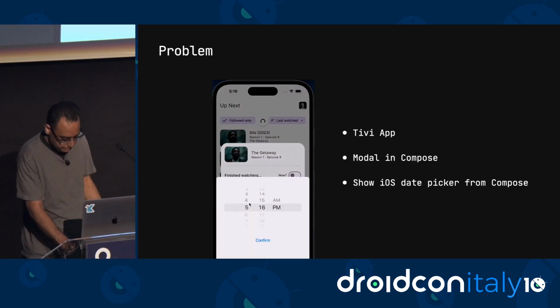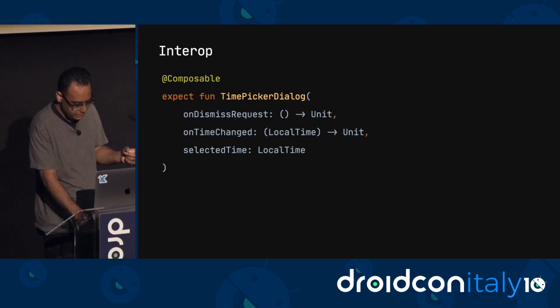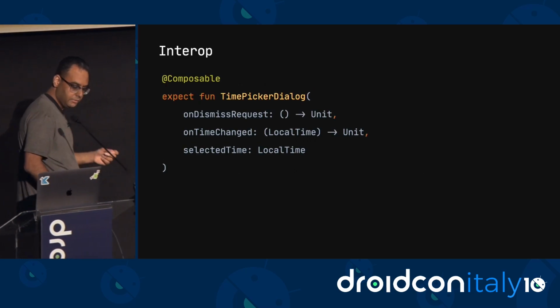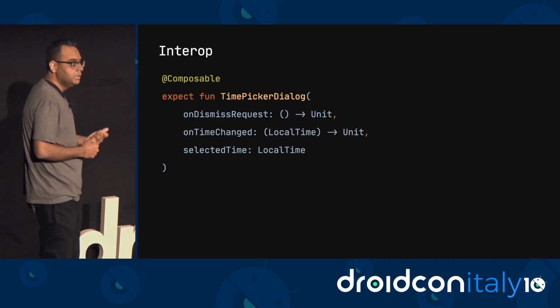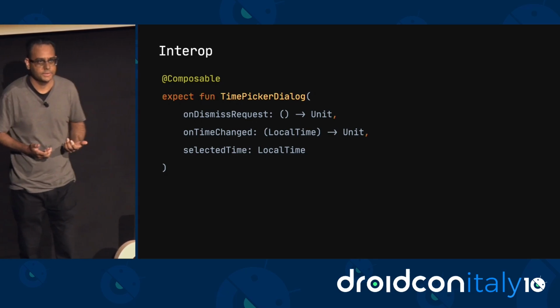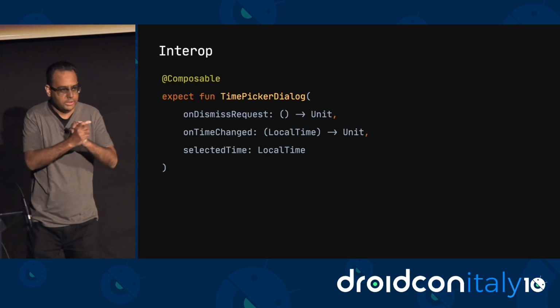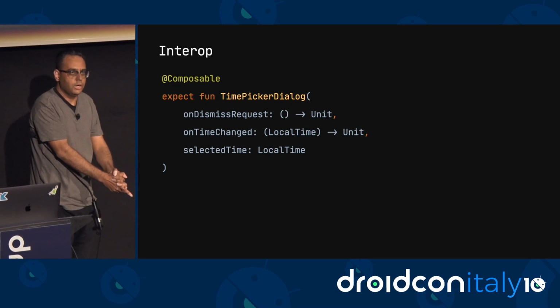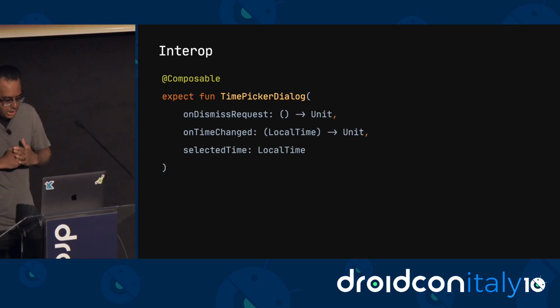The way you do that is that in common main, I could set up an API that looks like this. Expect fun, expect actual declarations. And this is a composable. It's the bare bones of how you build APIs with Compose. And Martin is giving a talk later to talk more about best practices for that. I recommend you go to that.